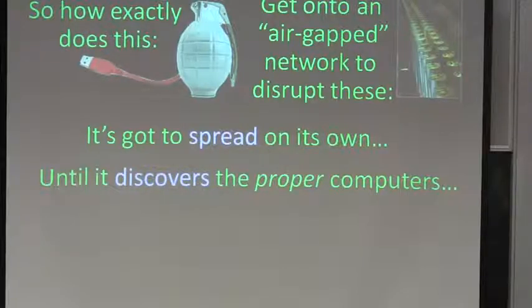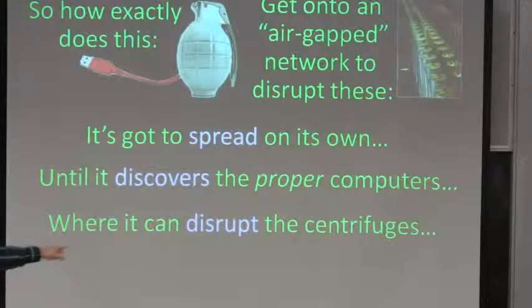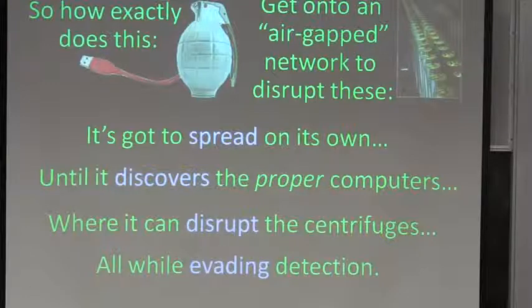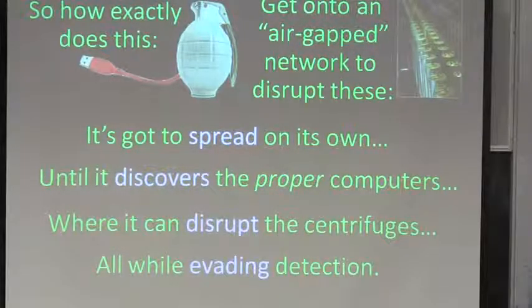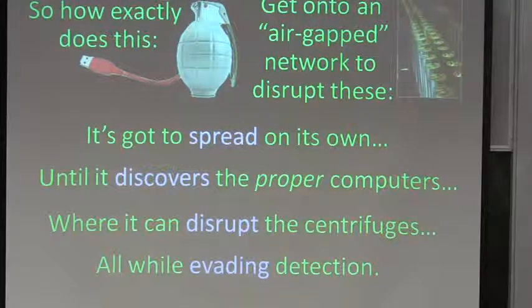It doesn't want to disrupt computers that are not uranium enrichment computers. Where it can then disrupt the centrifuges, it'll actually do the disruption once it knows it's on the right computers, all while evading detection. If it doesn't do any of these things, it's not going to be successful. If it didn't discover the proper computers, it might damage all kinds of other hardware. Okay? If it didn't disrupt the centrifuges, well, then why would you be doing this? And if it didn't evade detection, you'd find it and you'd get rid of it right away.